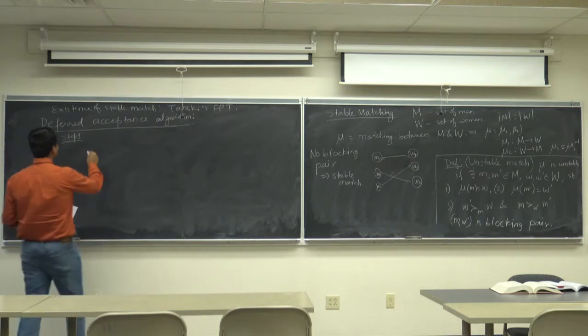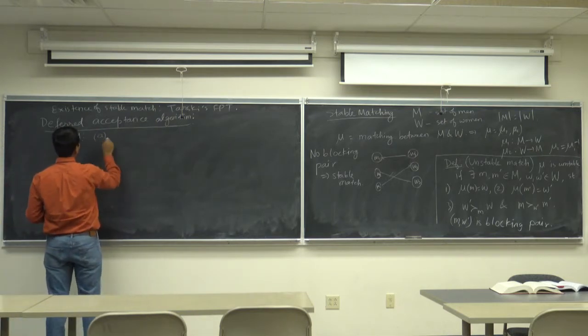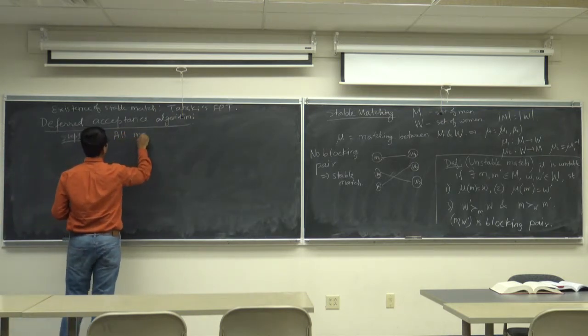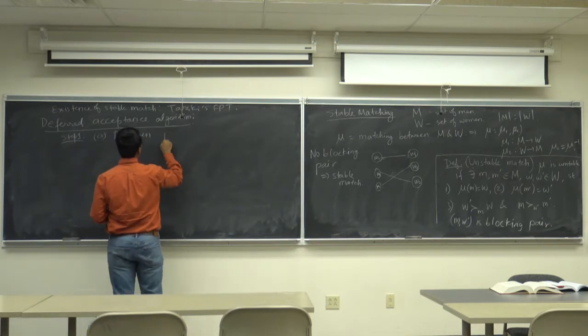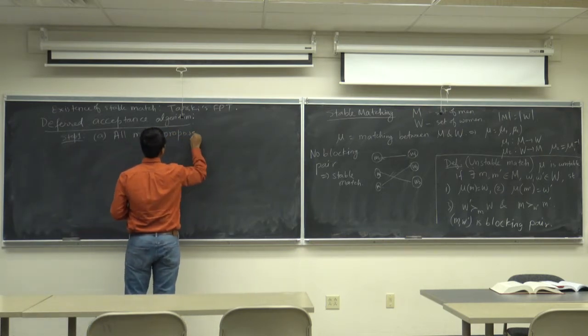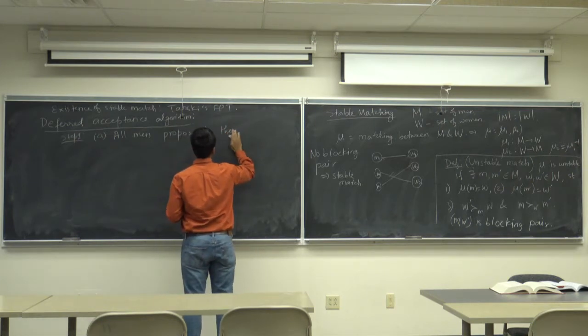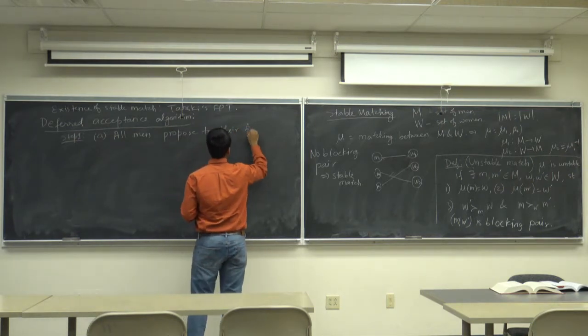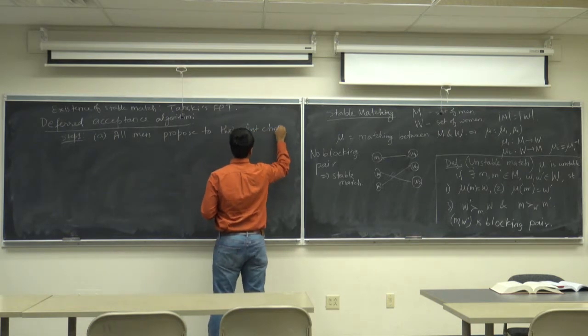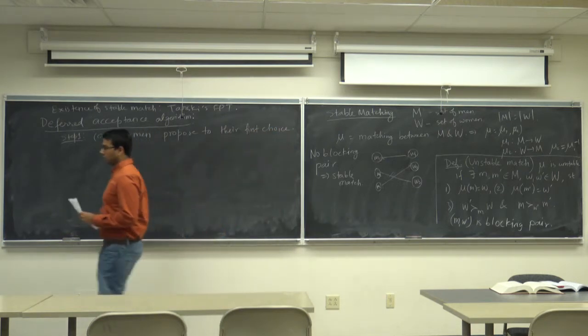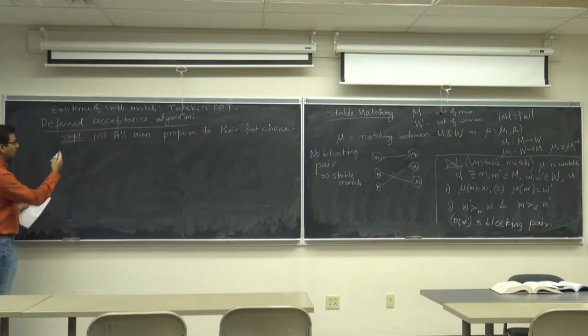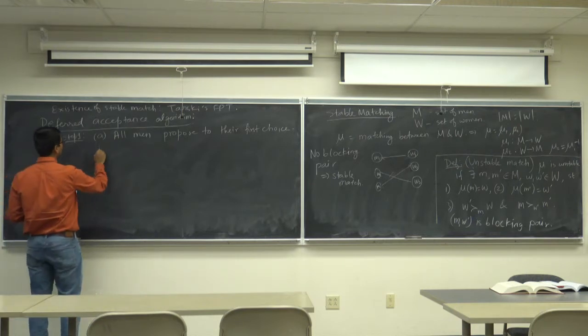Okay, so step one, part A: all men propose to their first choice. So in step one, there are two stages. In the first stage, each man is going to propose to their first choice.